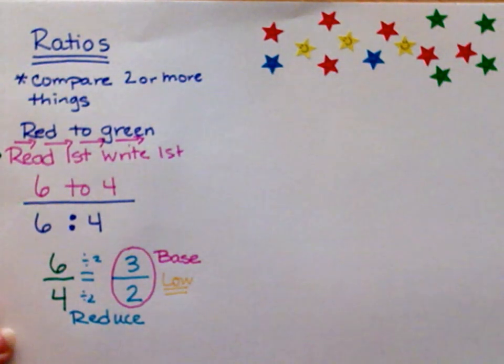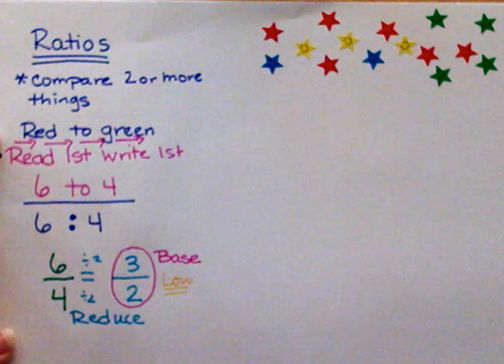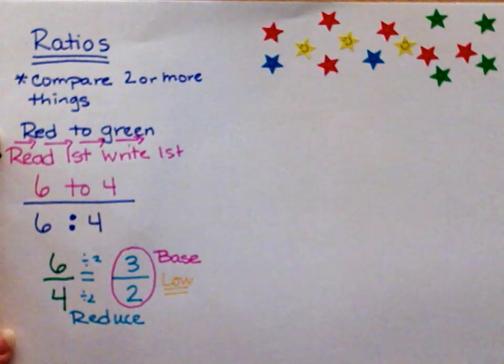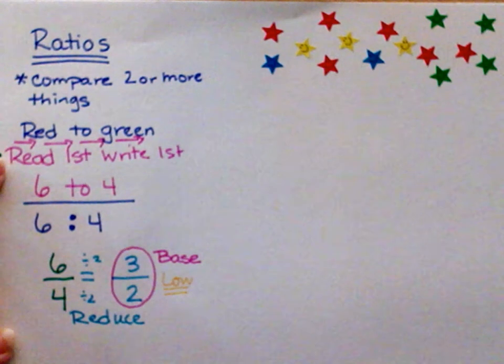So we now have a ratio. A ratio compares two or more things. We can compare colors. We can compare animals. We can compare colors of eyes. We can compare boys to girls. We can compare students to teachers. But what I read first, I write first.